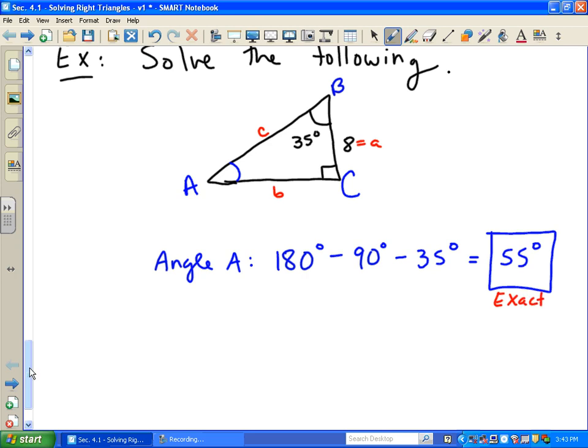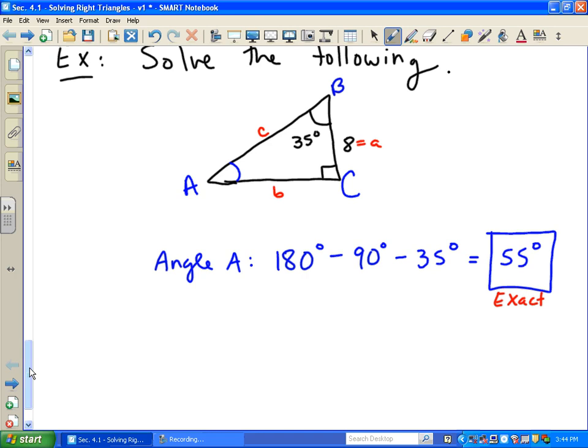Now from here I need to find sides. I can't use the Pythagorean theorem because I only know one of my sides. So here's what I'm going to do. I'm going to choose to use the 35-degree angle because that's what I've been given. And then I'm going to pick a trig function that involves the side I have been given, which is 8, and one of the other sides that I want to find.